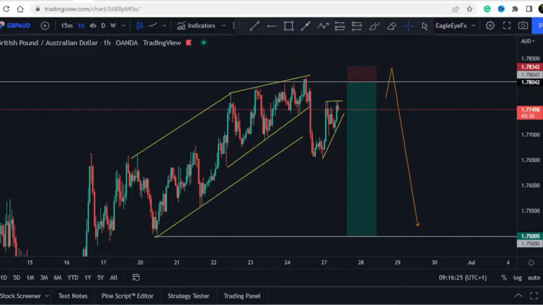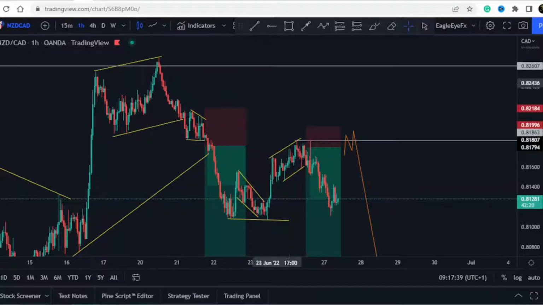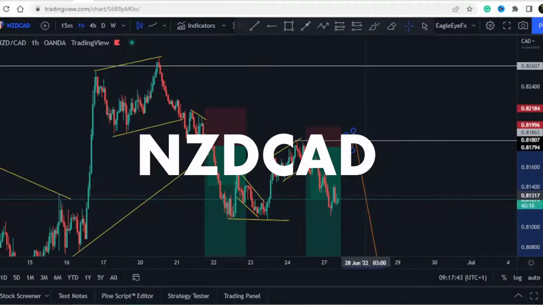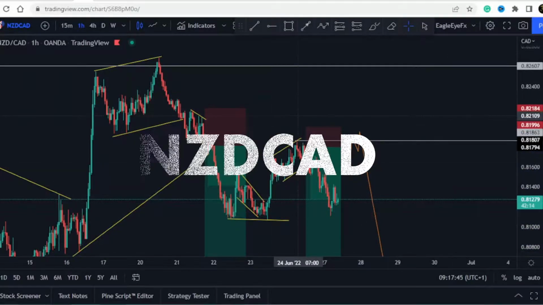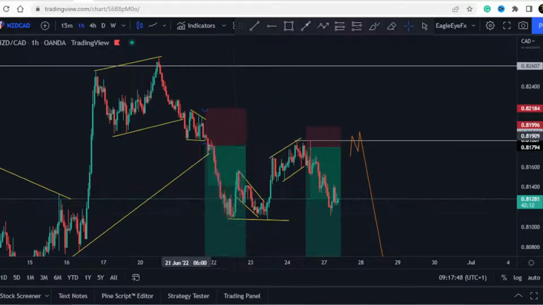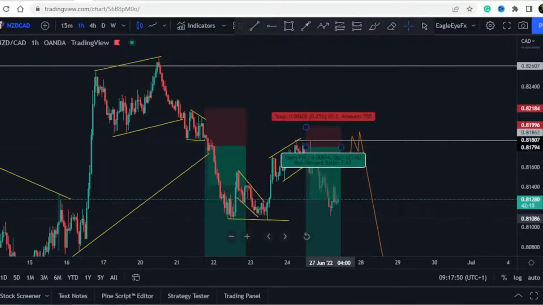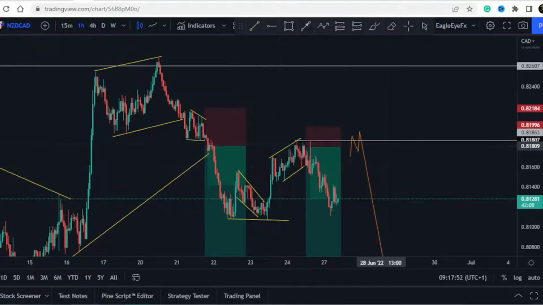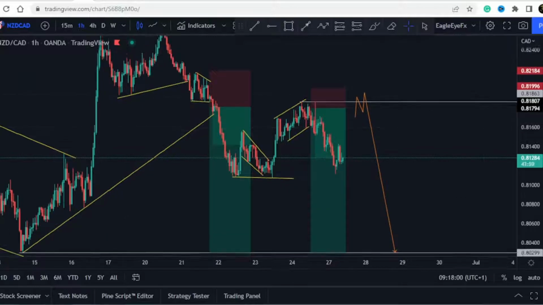Okay, let's go to our second pair. My second pair is NZDCAD. I actually gave this setup when it was here, and this particular one has moved like 68 pips. I gave this setup in my free Telegram group.